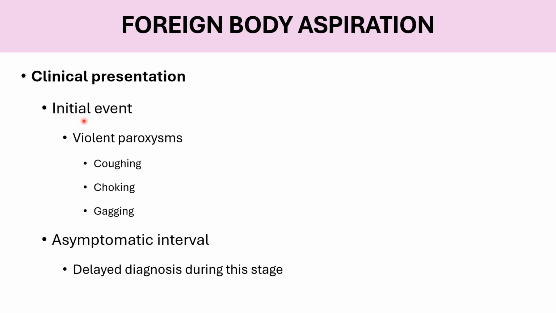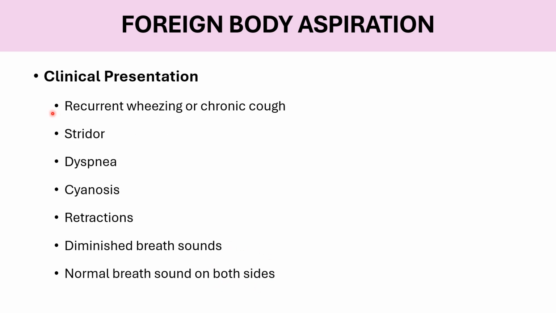Initial events after foreign body aspiration are violent paroxysm of coughing, choking, and gagging. You may have an asymptomatic interval, and this will delay the diagnosis during this stage. Children with foreign body aspiration will present with recurrent wheezing or chronic cough, stridor, dyspnea, shortness of breath, cyanosis, retractions, and diminished breath sounds. Sometimes they have normal breath sounds on both sides.